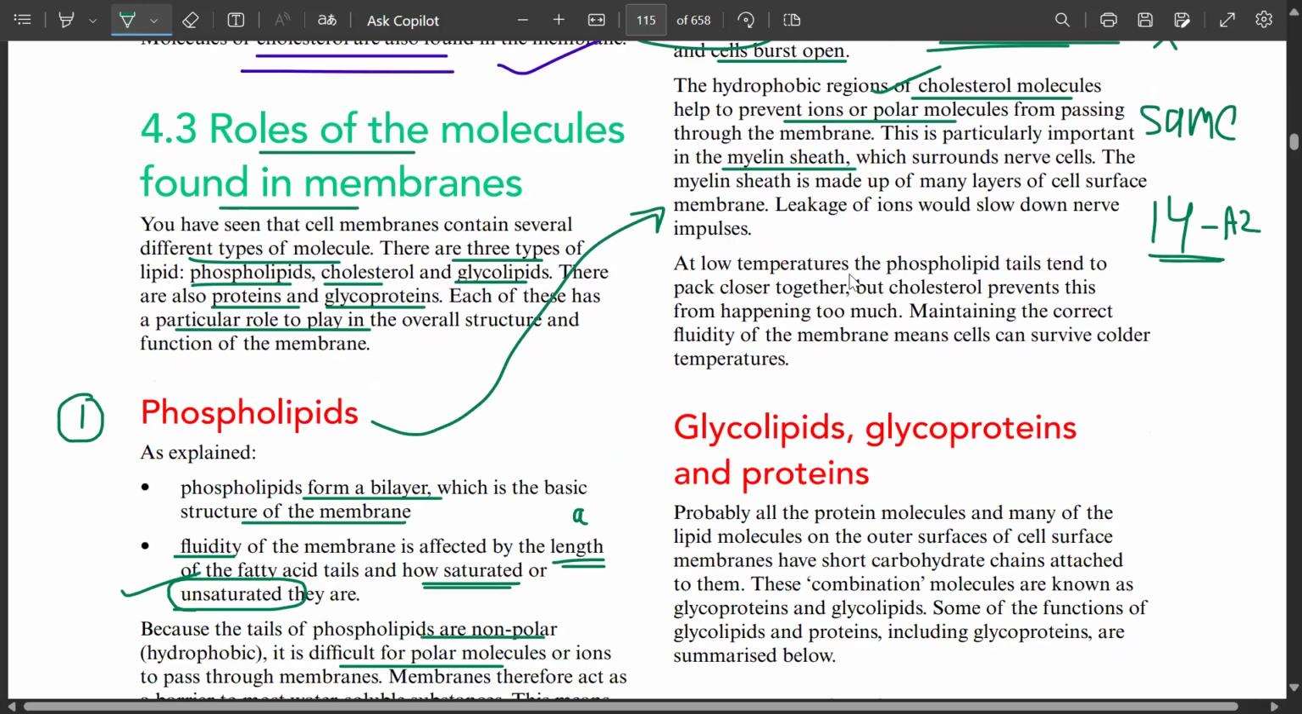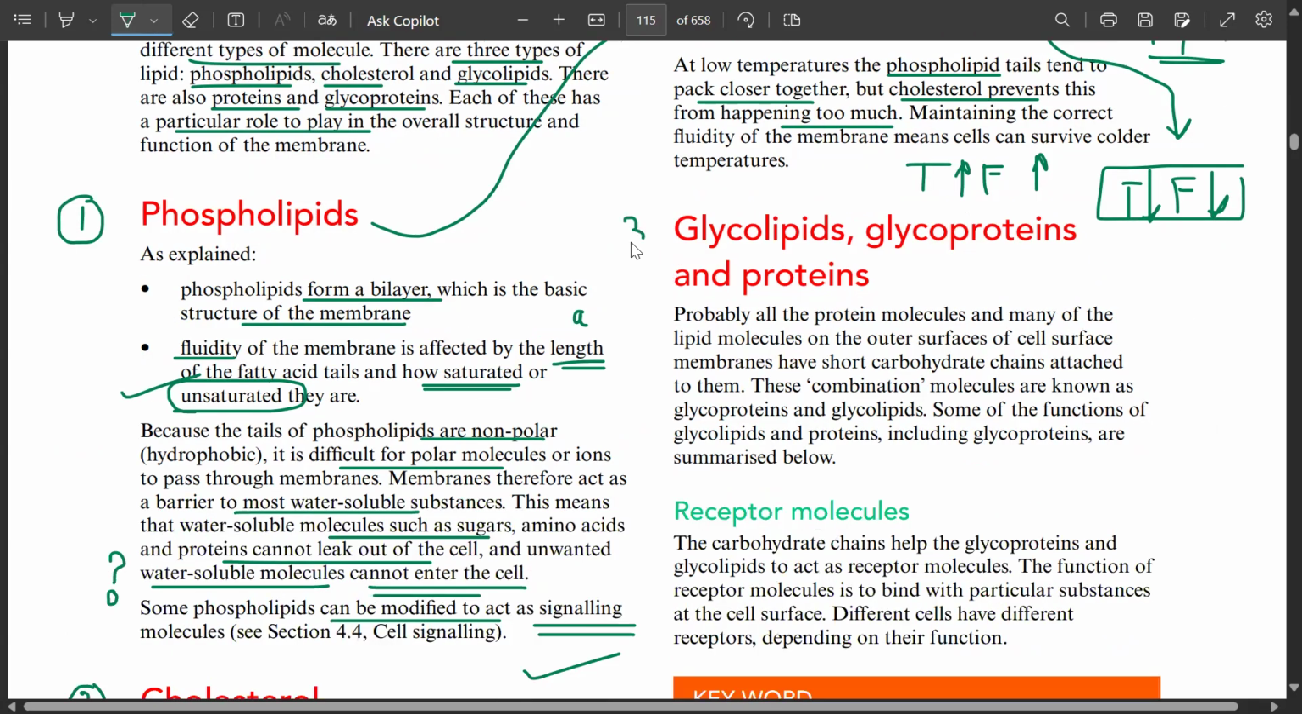At low temperatures, the phospholipid tails tend to pack closer together, but the cholesterol prevents this from happening too much. We know that when we increase temperature, fluidity increases. But when you decrease temperature, fluidity decreases. But the cholesterol molecules are there to negate this effect. Got it?